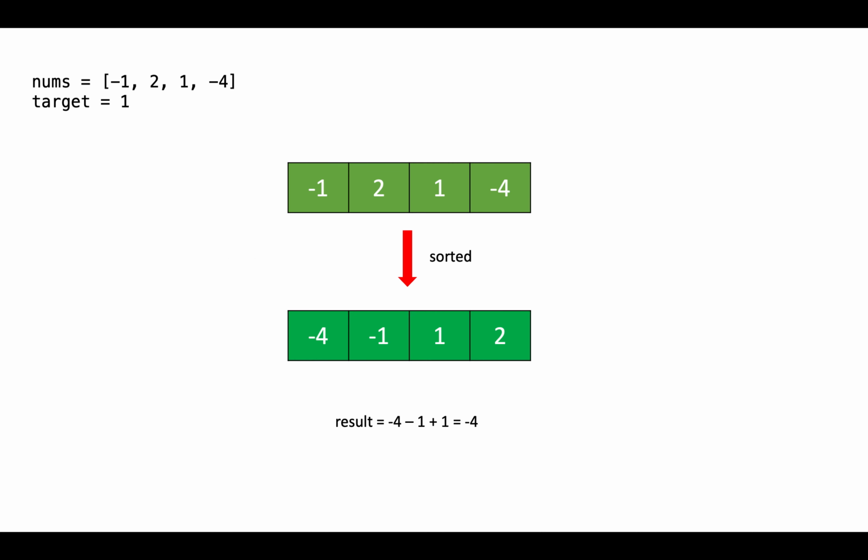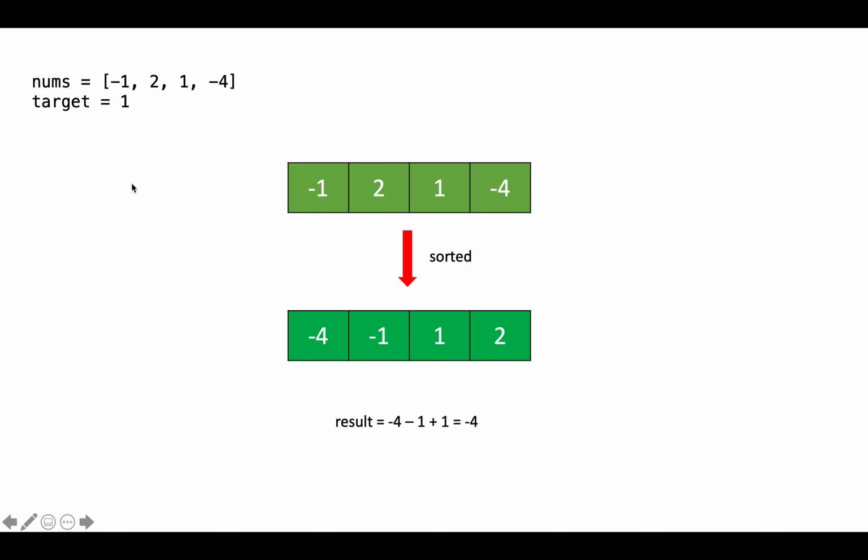Hello everyone, I'm here to give you a simple example of the LeetCode problem, 3-sum closest. Suppose we have an input array which is like this, and our target sum is 1. Our problem is to find 3 elements in this array and add them to find the closest sum to our target 1.